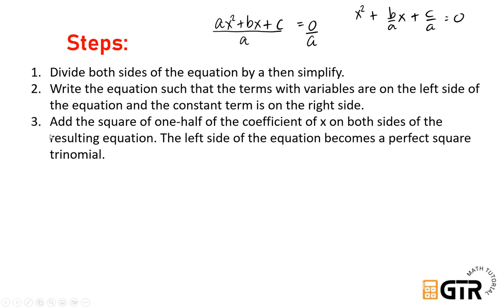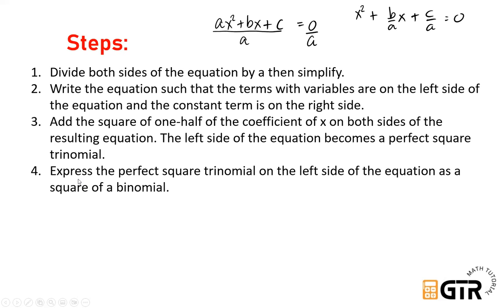And then next step, add the square of 1/2 of the coefficient of x. So kukunin natin yung 1/2 coefficient netong x. So b over a dito, i-multiply lang natin sa 1/2, then i-square lang natin yon. The left side of the equation becomes a perfect square trinomial. So kaya natin ginagawa tong add ng square of 1/2 of the coefficient para maging perfect square trinomial itong left side natin.